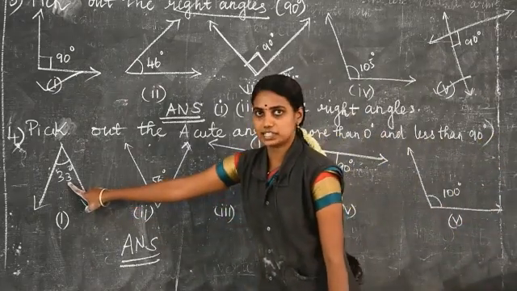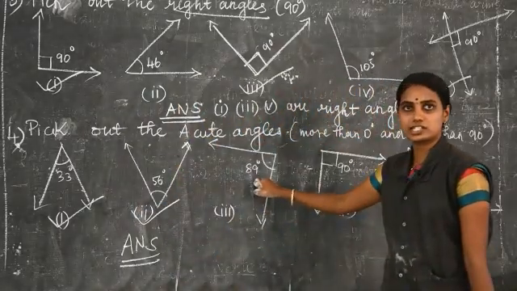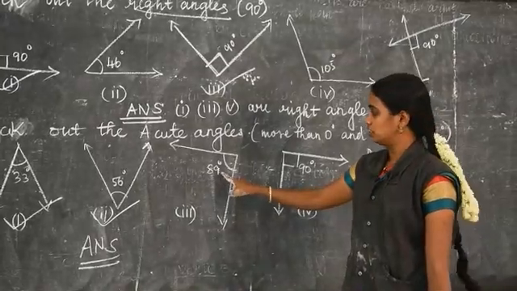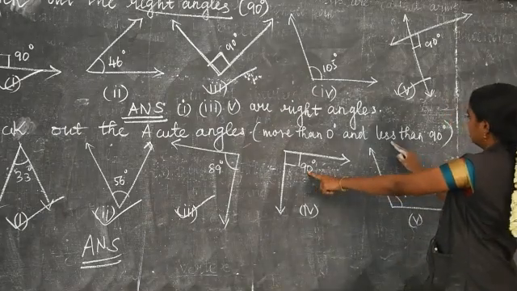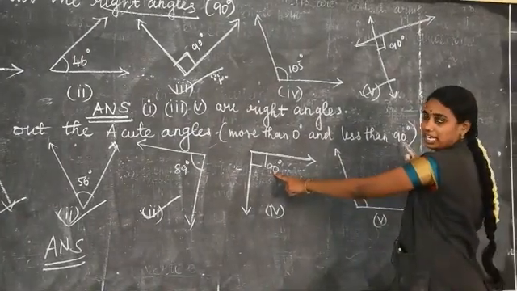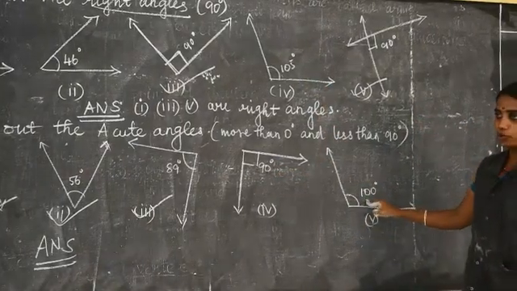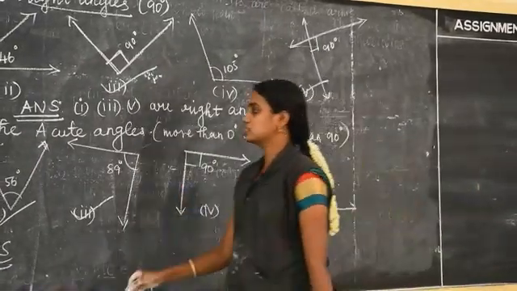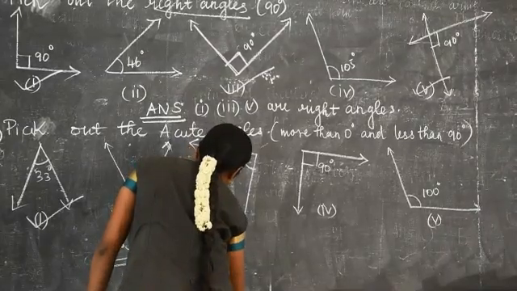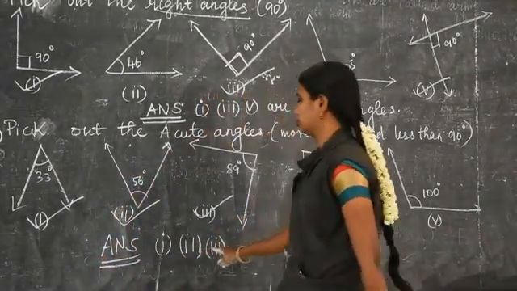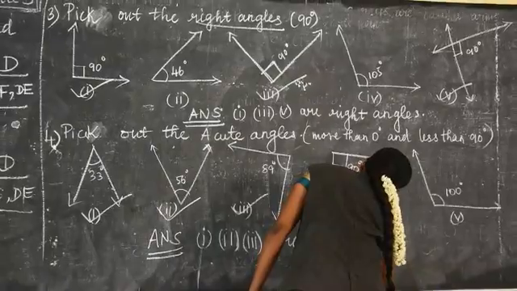See here, what angle is given? 33 degree, acute angle. 56, acute angle. 89, is it acute or not? Yes, acute because it is less than 90 degree. Next, 90 degrees, acute? No, the word is less than 90 degrees. So 90 degrees is not acute, it is a right angle. Next, 100 degrees, acute? No, less than 90 degree only is acute. So the answer is option 1, option 2, option 3. 1, 2, 3 are acute angles.